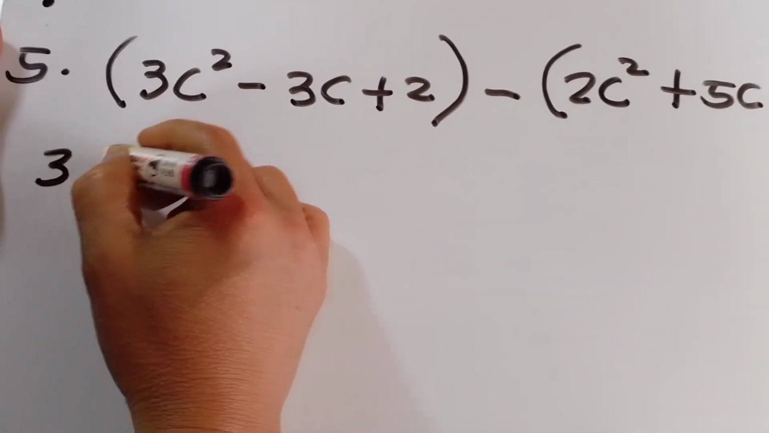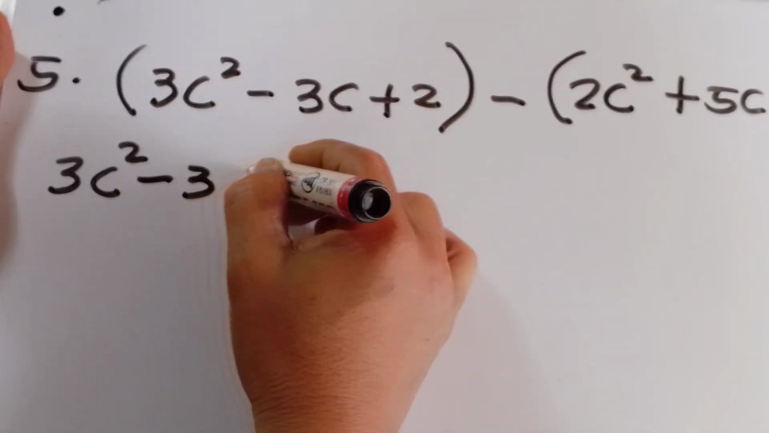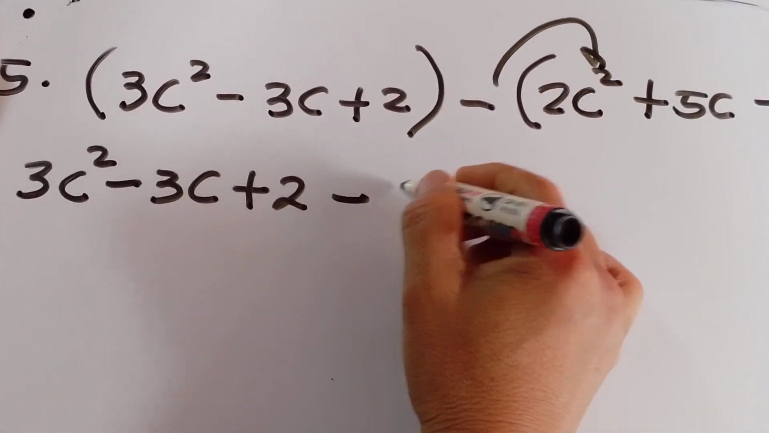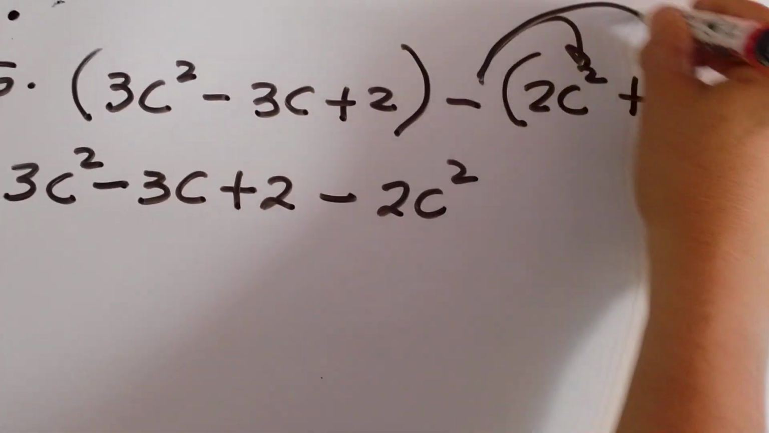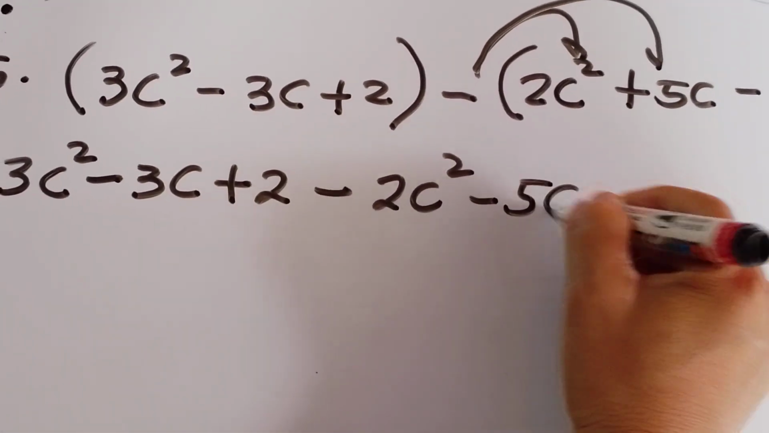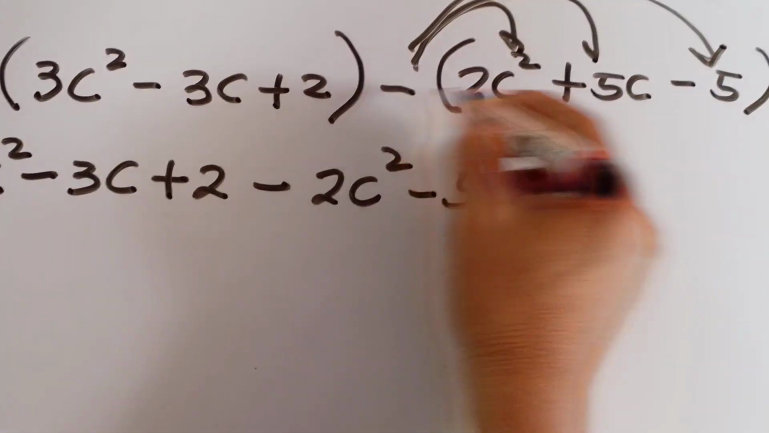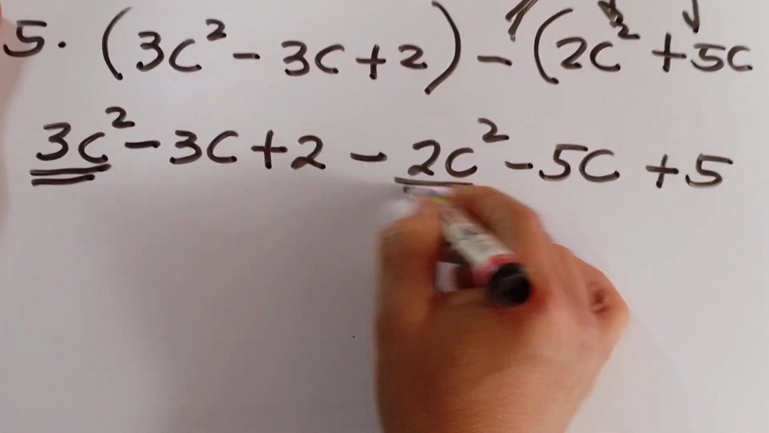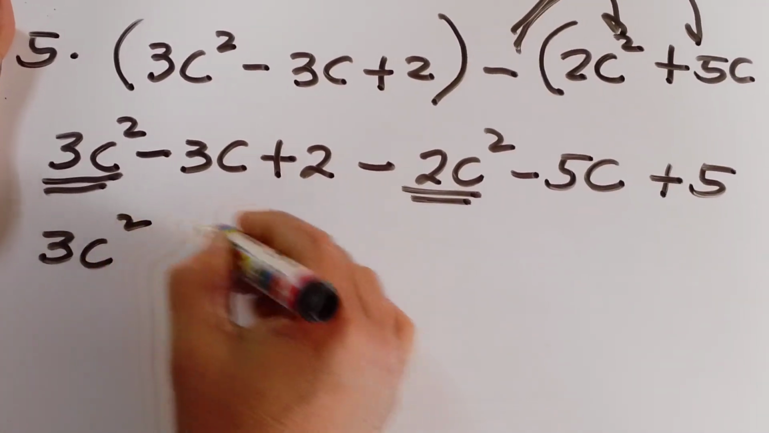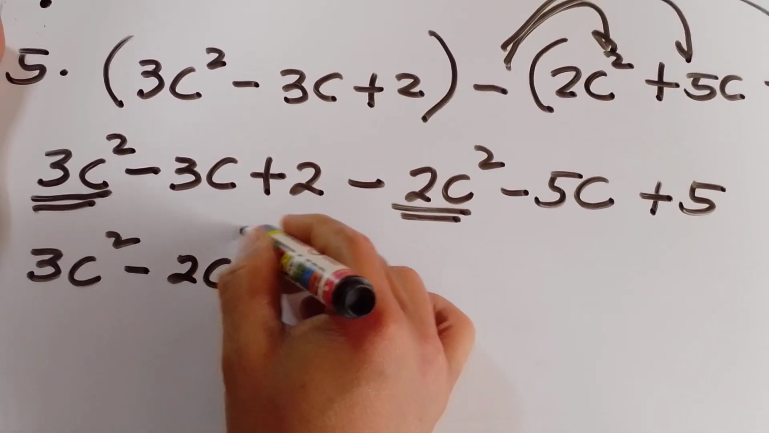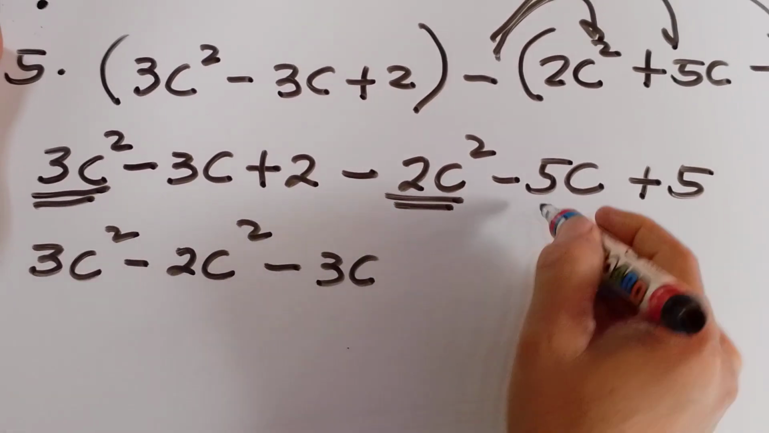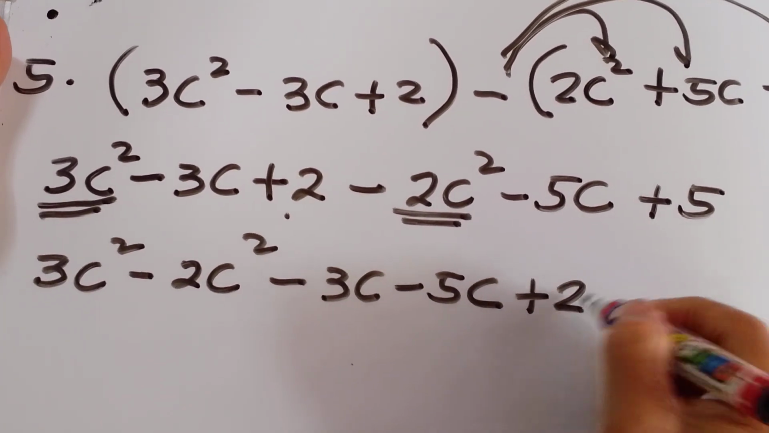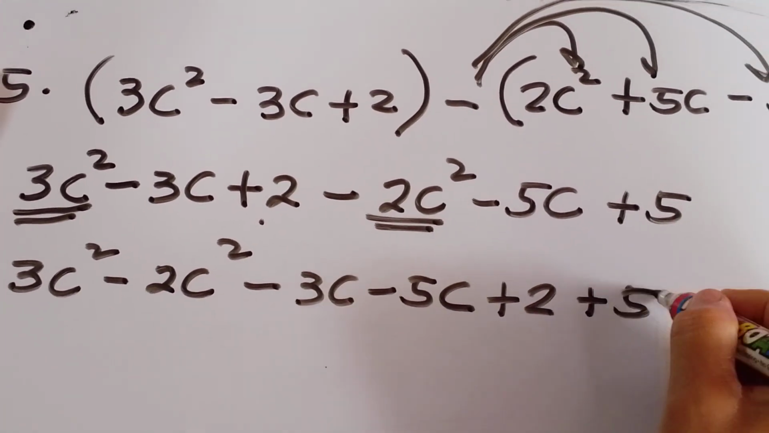So I have here 3c squared minus 3c plus 2. And then distribute. So this will be minus 2c squared. Distribute minus 5c. Distribute again, so negative times negative will be positive. Then we need to combine this one. So 3c squared minus 2c squared, minus 3c minus 5c, this one plus 2, and then this one plus 5.